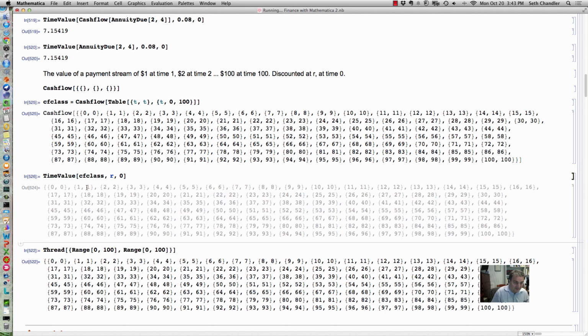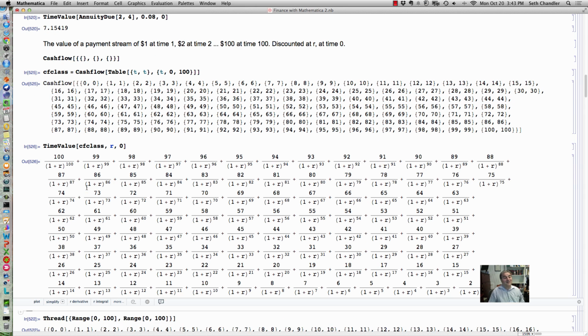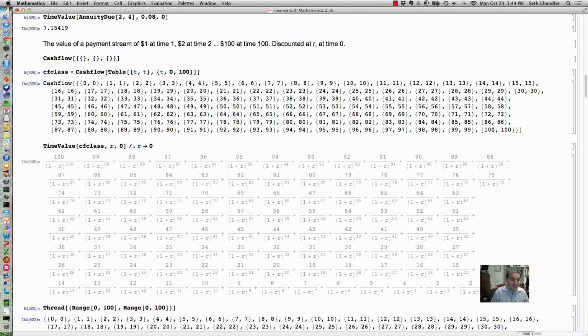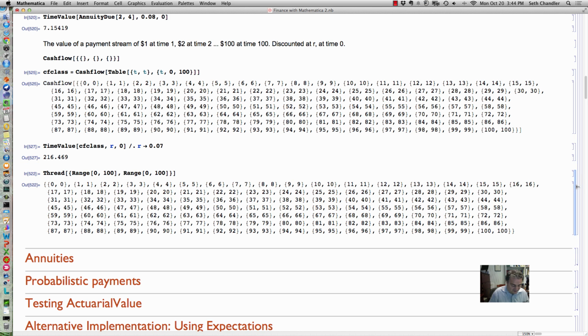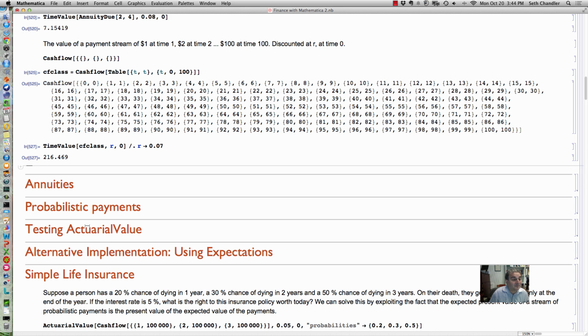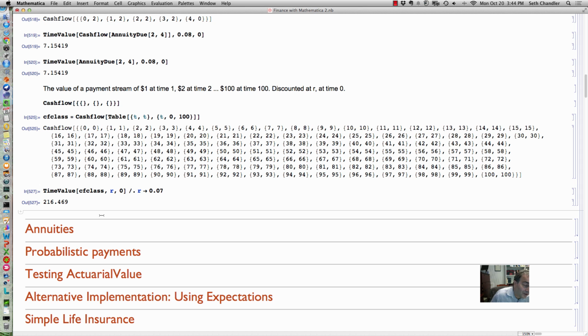Now if I evaluate this, I get an elaborate expression. But look at what it's doing. It's saying it's $100, but we're going to discount it by 1 plus r to the 100th, plus $99, but we're going to discount it by 1 plus r to the 99th, etc. And now if I wanted to, I could plug in a particular value of r, say 7%, and it'll tell me that that payment stream is worth $216.47. Okay?